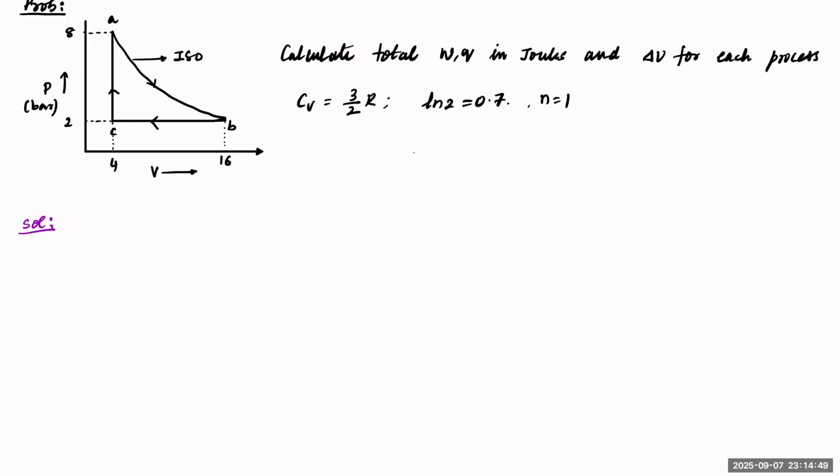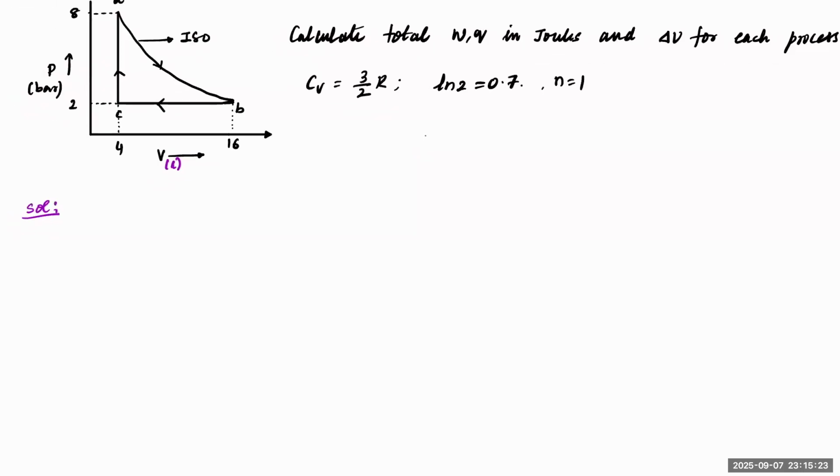See, as the question reads, we need to calculate work and heat in joules and delta U, that is internal energy change, for each process starting from A to B, B to C, and C to A. The information given is about a pressure versus volume graph, and units are in bar and liters. So in that case, how do we calculate the work?